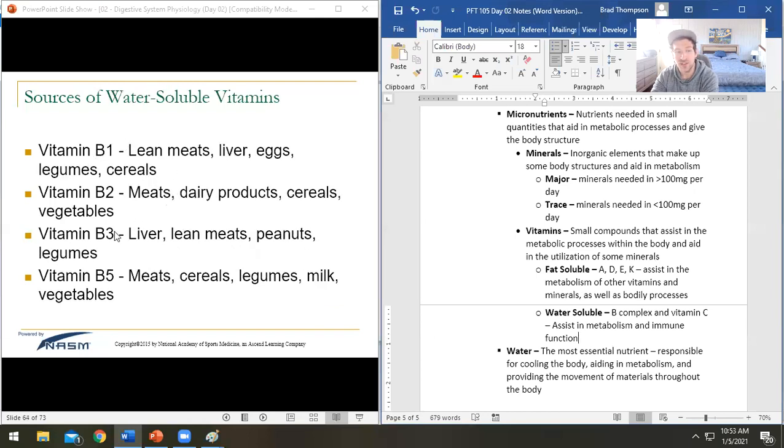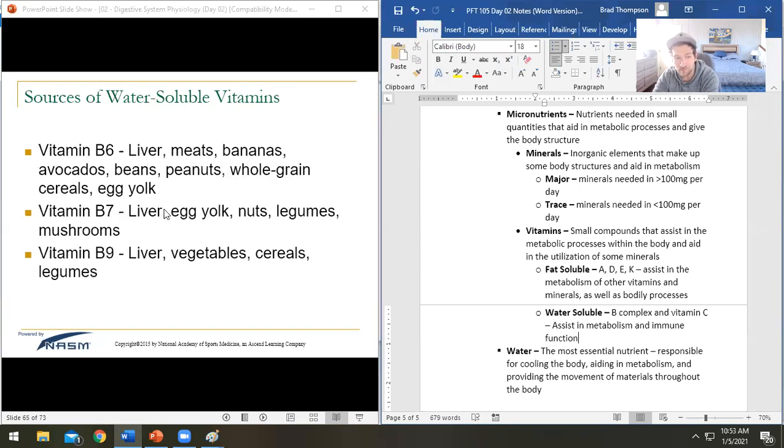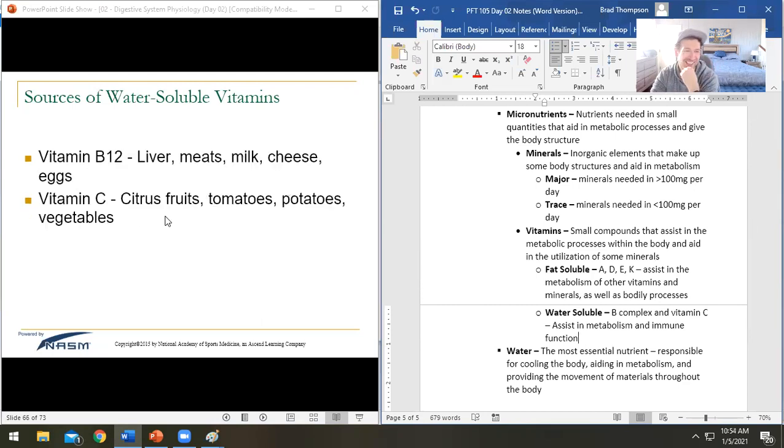Your B vitamins, you're going to get from a lot of different protein sources, eggs, meats, cereals, and things like that. And then, look at this, liver. Blah, I hate liver, but I grew up eating a lot of liver. But it's a great source of B vitamins. And then vitamin C, you're going to find in a lot of citrus fruits, oranges, tangerines, things like that, tomatoes, and then potatoes and vegetables as well.